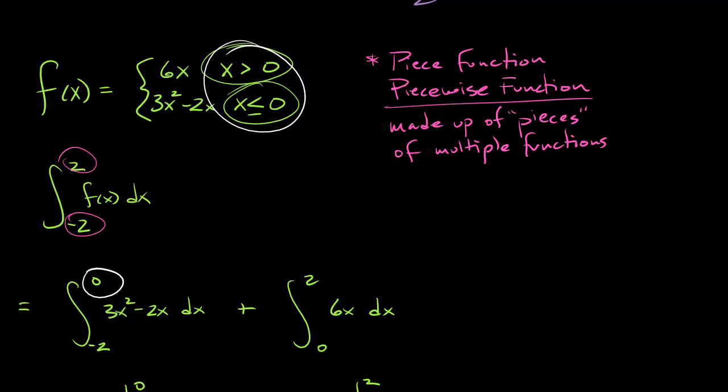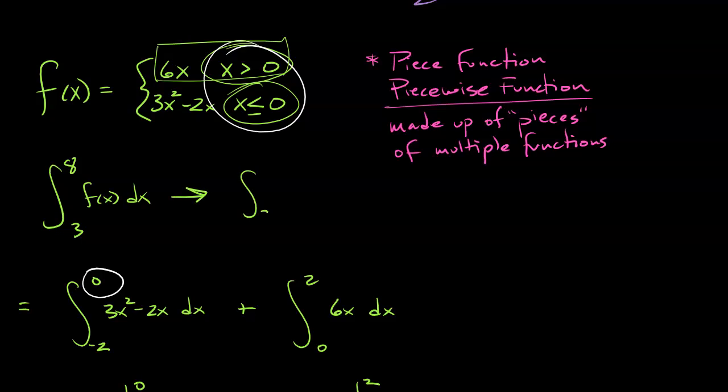If for some reason you are asked about only one of the sections, so let's say we asked for the integral from 3 to 8, then we would only use the one section. So in that case, we would say the integral from 3 to 8 of just 6x. And then we would keep it just one equation.